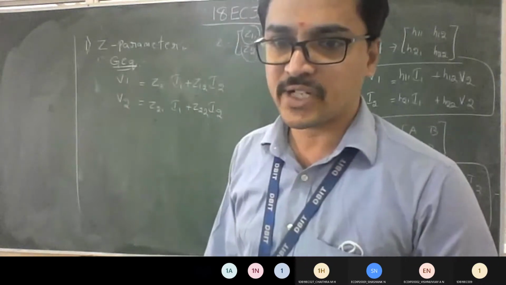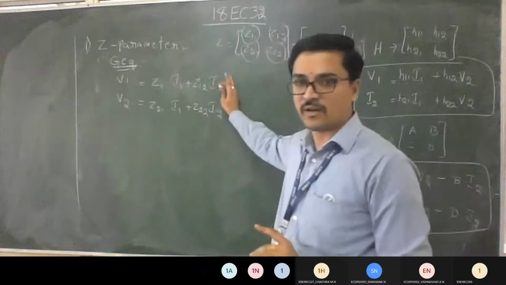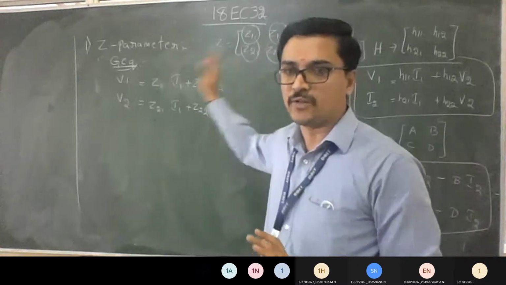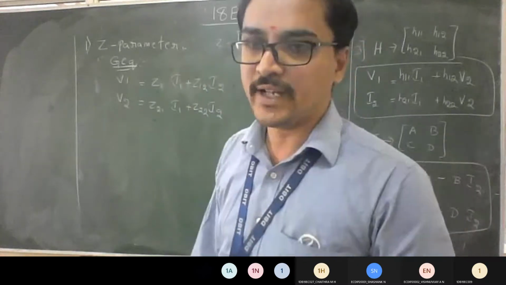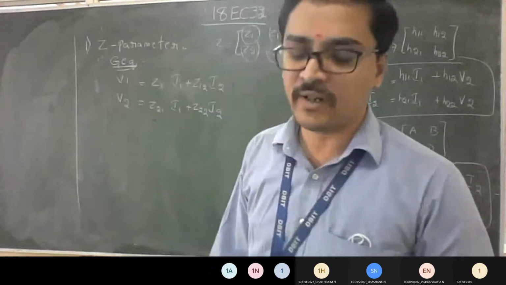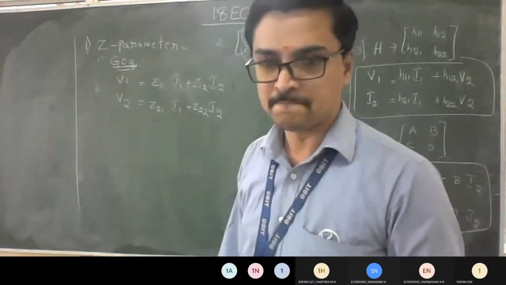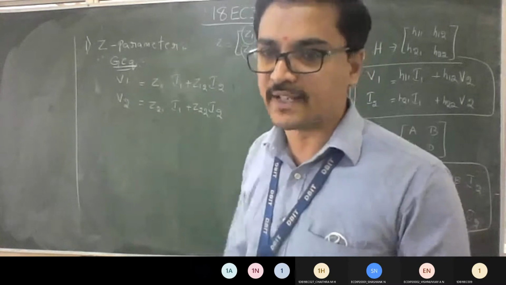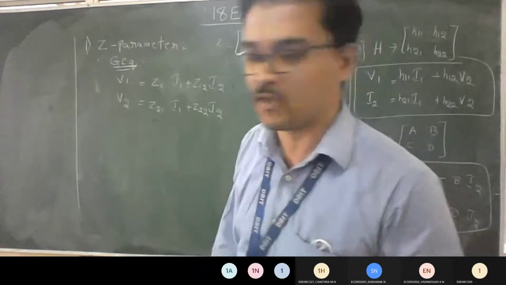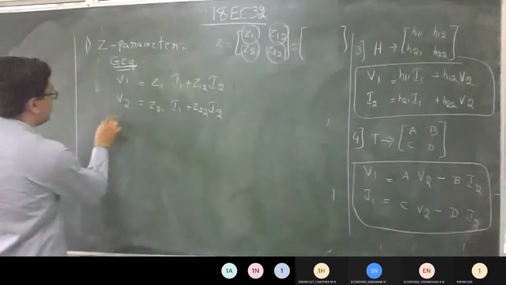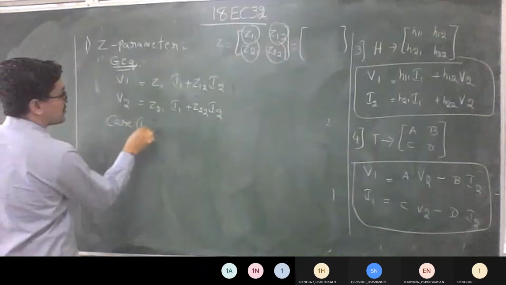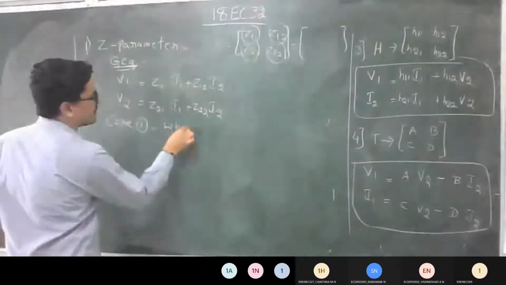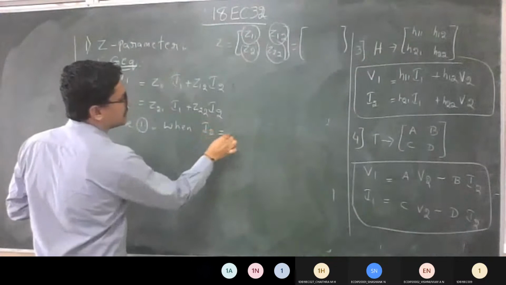From the generalized equation, if I make case 1, current 2 is equal to 0, then do we get Z11, Z21? Yes or no? Yes, sir. We need to make an assumption to solve this. Otherwise, you can't solve this two-port concept. So you take case number 1, when I2 is equal to 0.